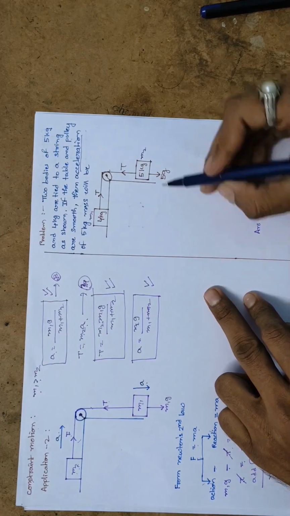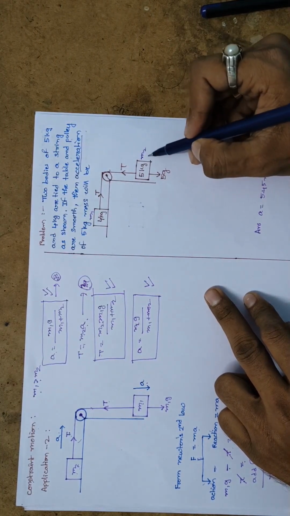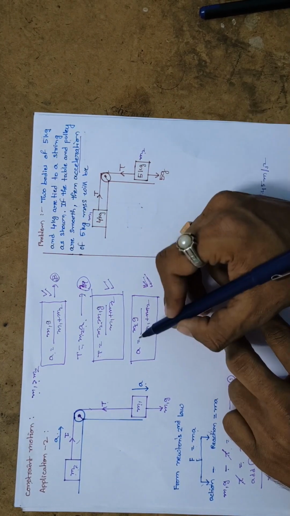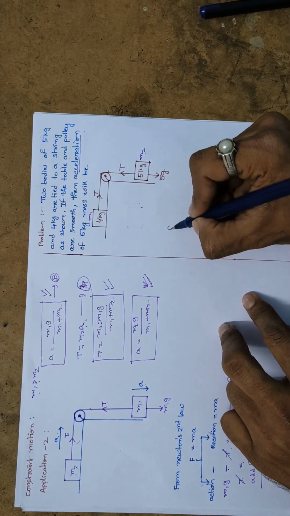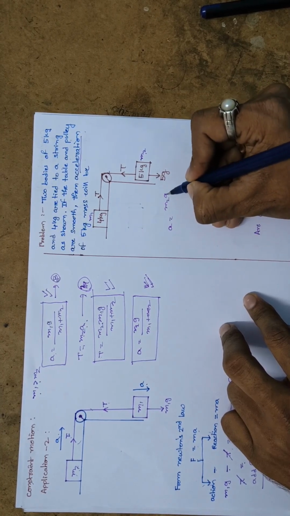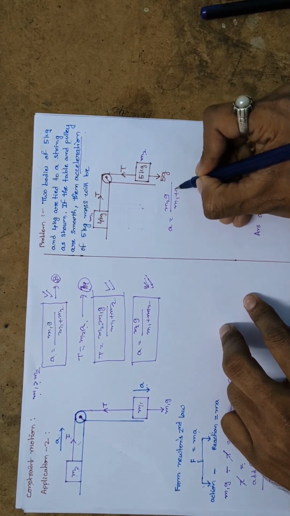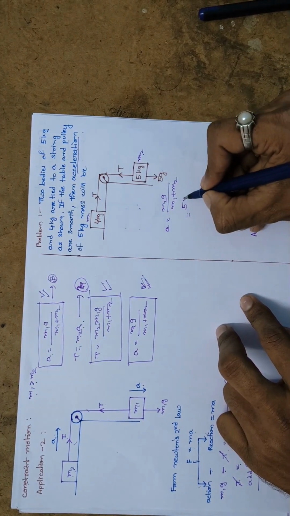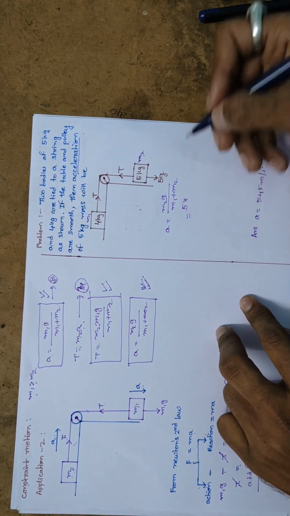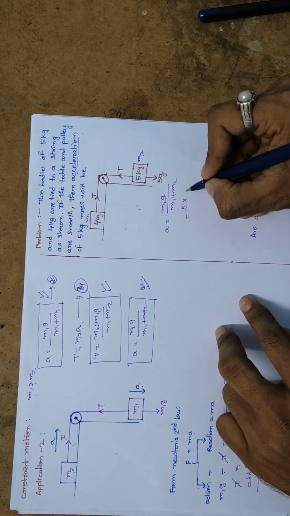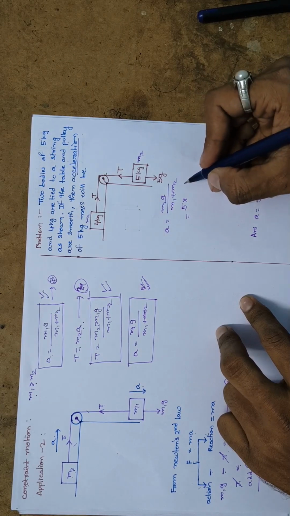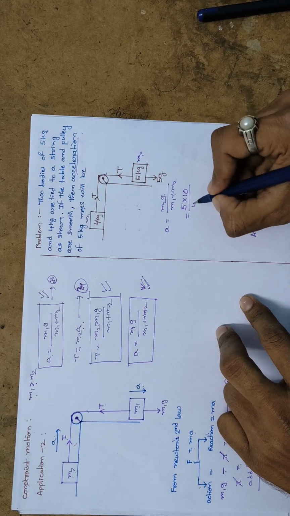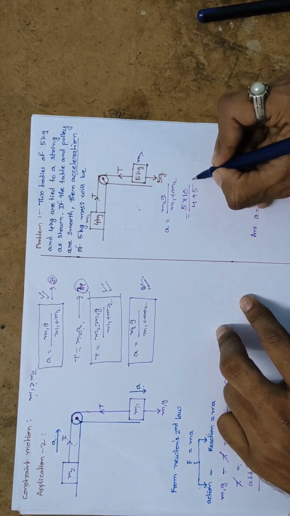So what are they asking here? Acceleration. I told you already, if it is the more mass, it means M2. So for the more mass we will use this formula for acceleration. What is the formula? A is equal to M2G by M1 plus M2. What is the M2 value? 5 kg into acceleration due to gravity, take 9.8 or 10, no problem, 10, by M1 value is 4 plus M2 value is 5.